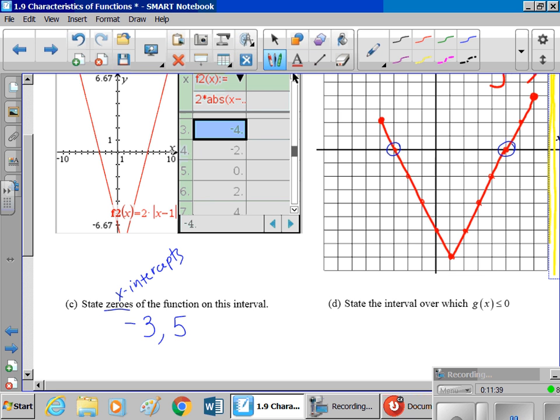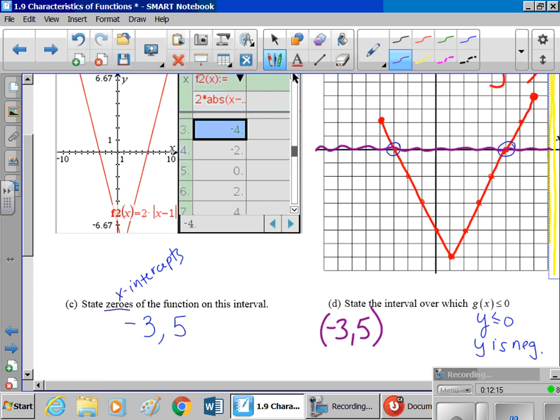Then it says state the interval over which g of x is less than or equal to 0. We're going to translate. That means that y is less than or equal to 0. And when y is less than or equal to 0, it's telling me that y is negative. So again, y is negative anywhere below the x-axis. How are we going to write this? Again, we're going to use those zeros that we just found, but we're going to say it's between the interval of -3 and +5.